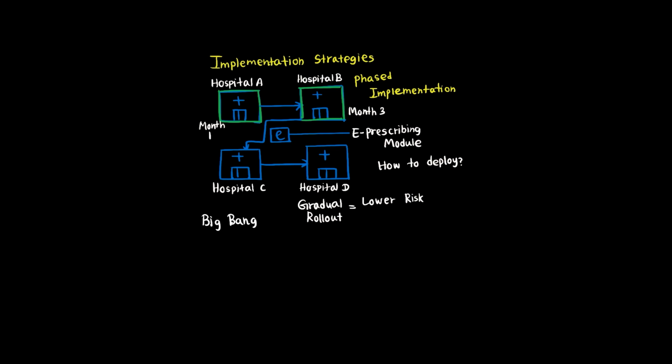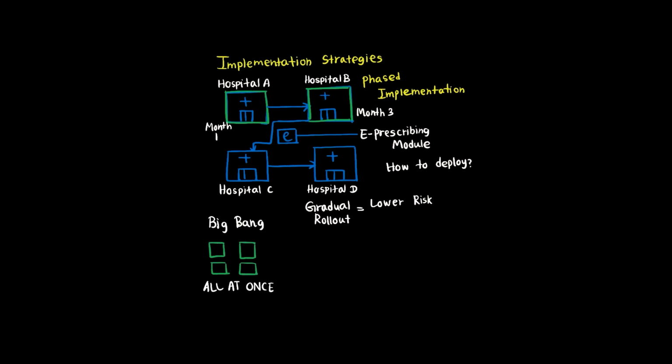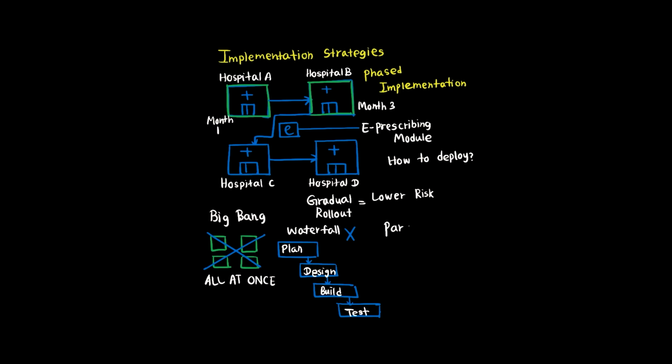Big Bang would launch everywhere simultaneously, which is high risk. Waterfall is a development methodology about how you build software, not how you deploy it. Parallel implementation means running both old and new systems at the same time until transition is complete, which is different from the gradual location-by-location rollout described in the scenario.